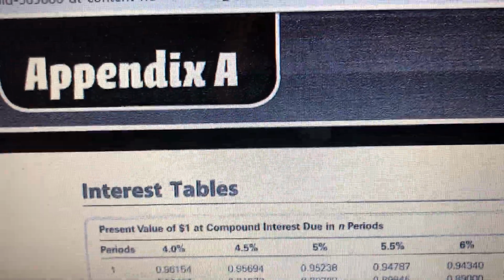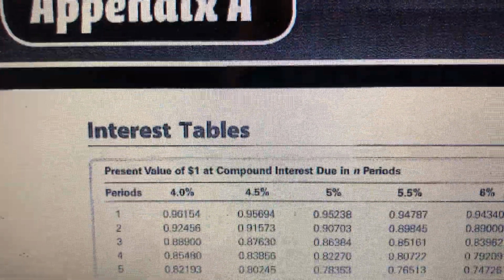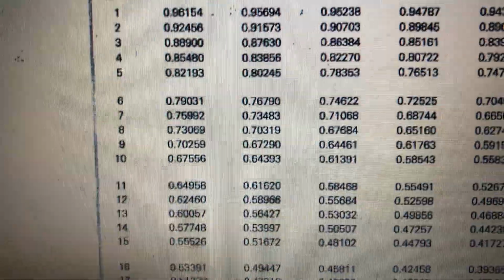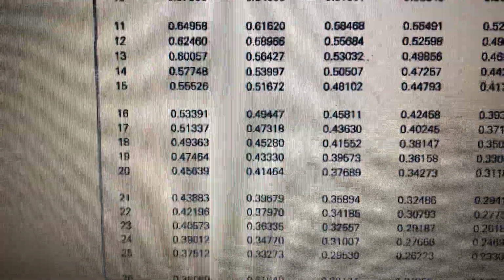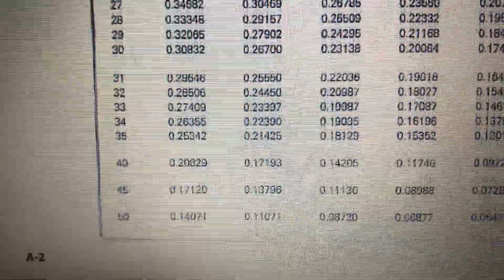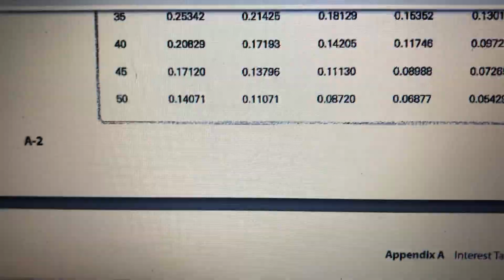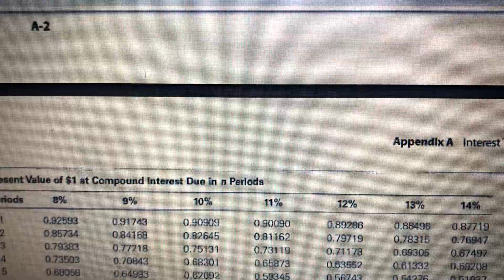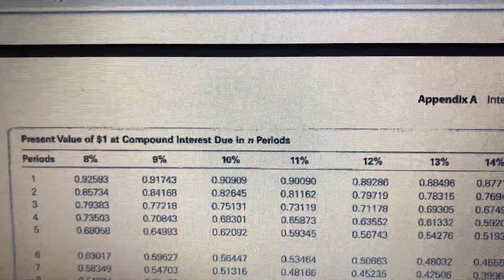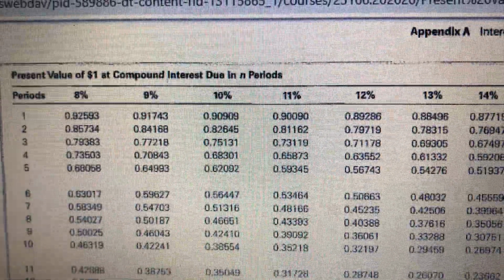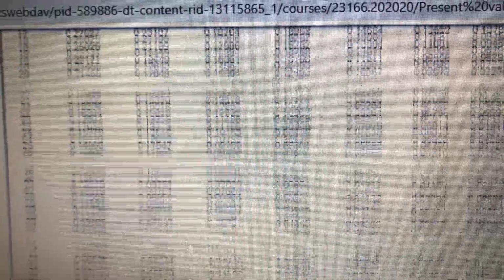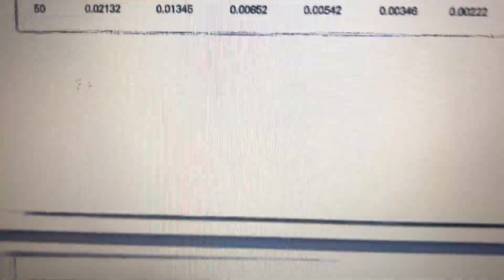Now, the first 2 pages have to do with unequal payments. For instance, if you're investing and you're not investing the same amount every year, or if you're receiving something like a game award and you're getting different amounts every year, or even in a pension, you would use the first 2 pages.